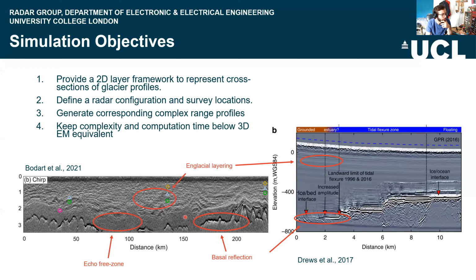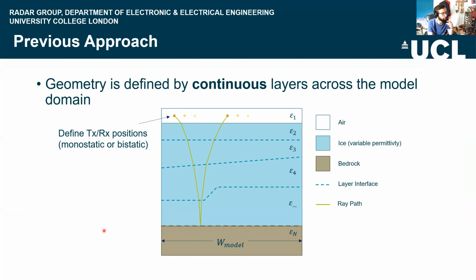So some features to point out there. We have some glacial layering, as I mentioned. We have this basal reflection. That could be from bedrock. It could be from where the ice and the sea are in contact. That might not be that well defined either. There might be some blurring between those regions. And then we have other features as well that we're able to identify.